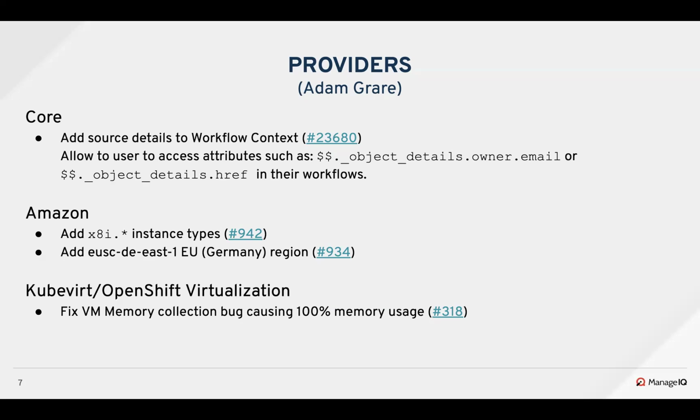For Amazon this sprint, we added a couple new instance types and regions synced from the Amazon details. The KubeVirt and OpenShift virtualization provider, we fixed a bug with VM memory collection. So the issue was KubeVirt VMs were showing 100% memory usage because we were getting the configured memory, not the used memory. So that is fixed in that PR. Next slide.